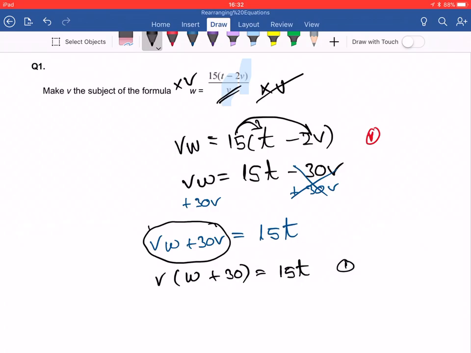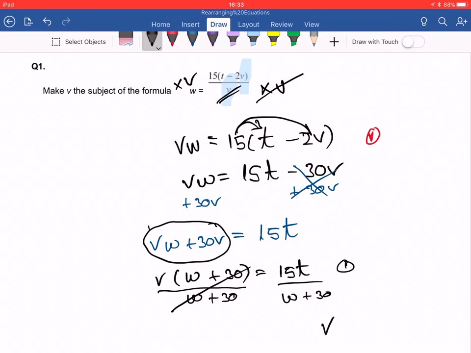And how do we do that, sir? So we want to get V by itself. It's currently being multiplied by that bracket, W plus 30. So the opposite of times is dividing by W plus 30. The way I write it is I divide by W plus 30, so I just do a fraction line. And they cancel out. And I do the same on the other side of the equal sign. And hey presto, you've got the answer.